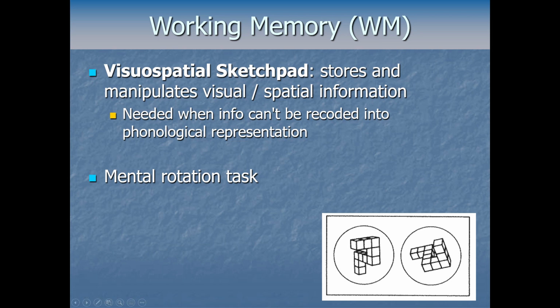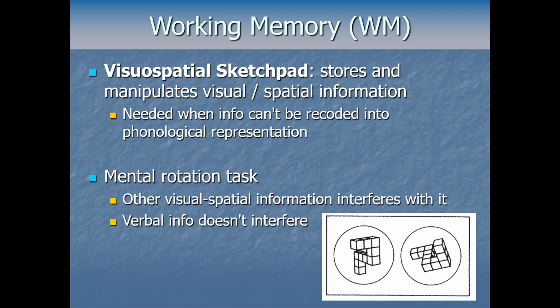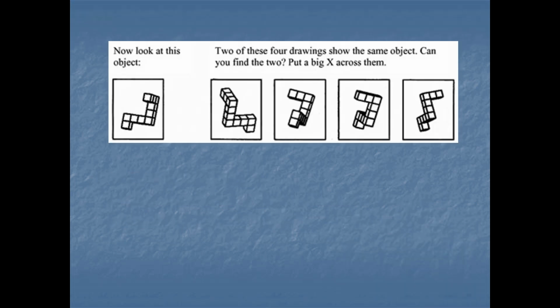Now the interesting thing about this task is that manipulating or holding other visuospatial information interferes with your performance. You do worse. Whereas with verbal tasks or holding verbal information, you get no real interference here. So we seem to have a distinct system for visuospatial stuff. Now here's an example of the mental rotation task so you can see what I'm talking about. Look at the object on the left and then pick out which two pictures on the right are the same object but rotated. Only two of them work.